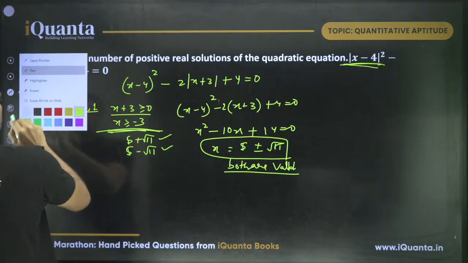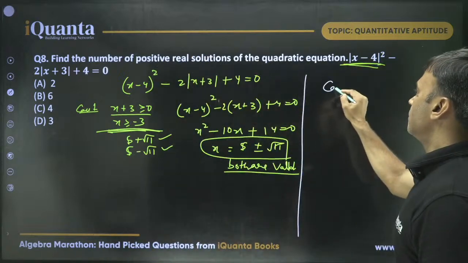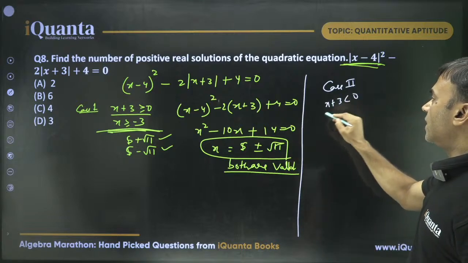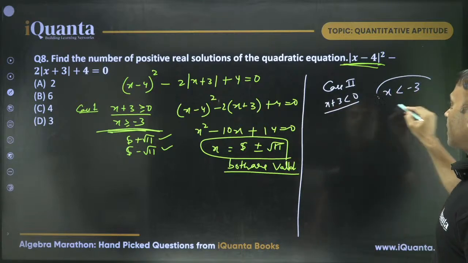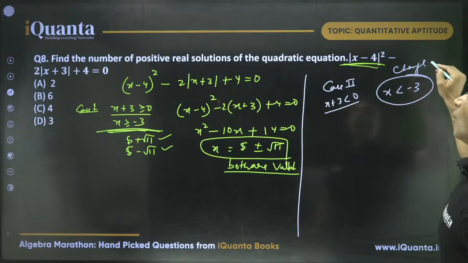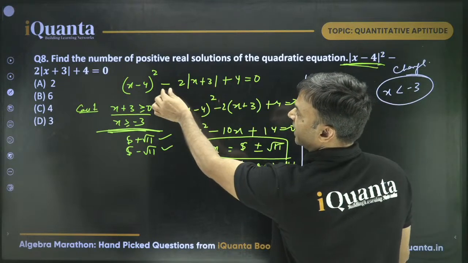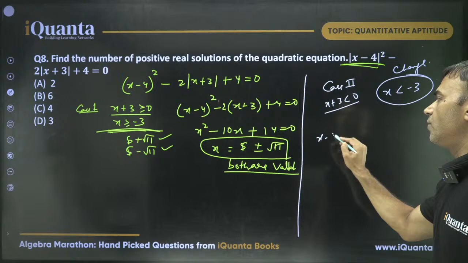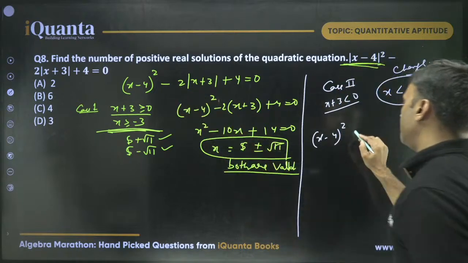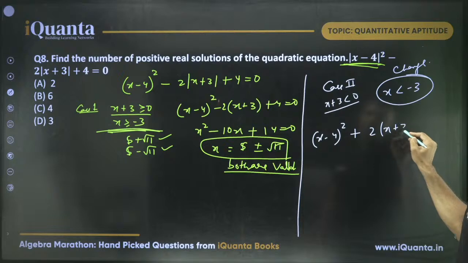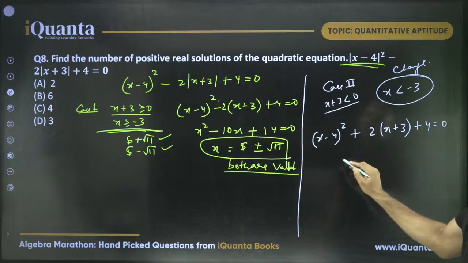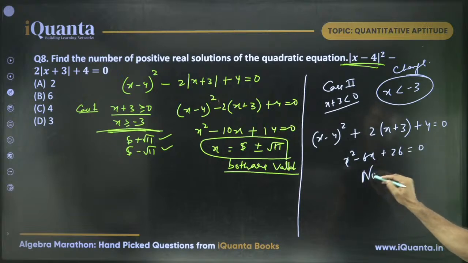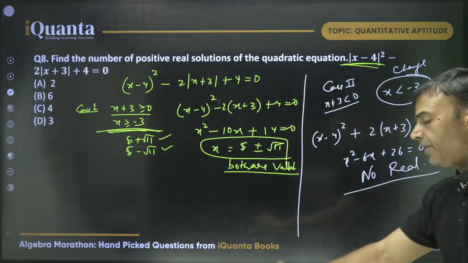Case 2, what is there? x plus 3 is less than 0. What does that mean? x is less than minus 3. For that what happens? Change. Change what? Whatever is in front of the modulus, its sign changes. So this becomes (x minus 4) square, if it is a minus sign, it will become plus, 2 into (x plus 3) plus 4 equal to 0. And this gives us x square minus 6x plus 26 is equal to 0. And from here we are getting no real roots. So luckily we got no real roots.